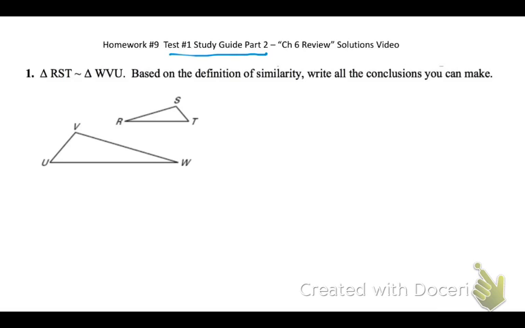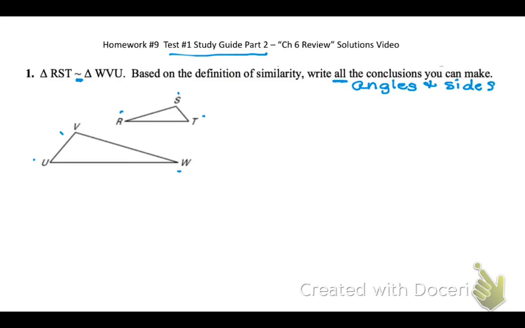Okay, number 1. So here we have triangle RST is congruent to WVU. So based on the definition of similarity, write all the conclusions you can make. So you know all the conclusions is going to include angles and sides.